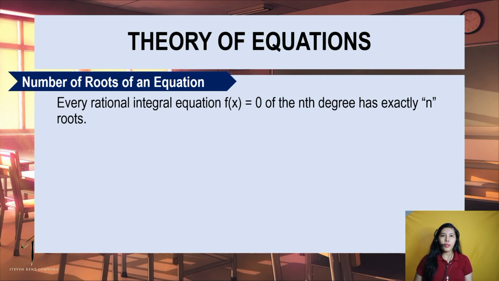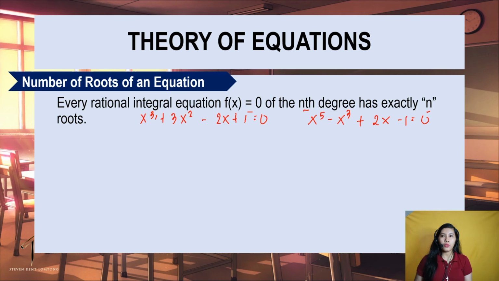For the theory of equations, we have number of roots of an equation. Every rational integral equation f of x is equal to 0 of the nth degree has exactly n roots. So, for example, we have an equation x cubed plus 3x squared minus 2x plus 1 is equal to 0. We have here an exponent of 3, so this equation has exactly 3 roots. Another example, x raised to 5 minus x cubed plus 2x minus 1 is equal to 0. Its highest degree is 5, so this equation has 5 roots.